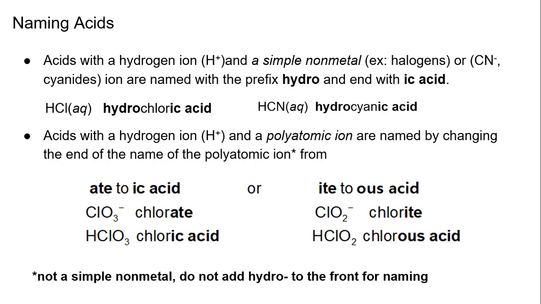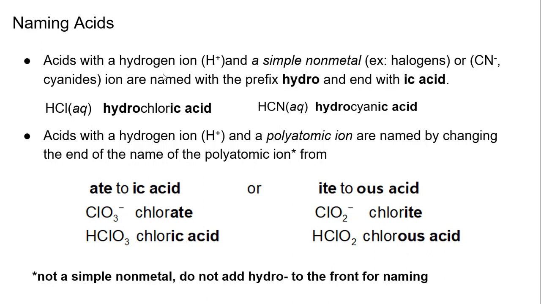There's one exception to the rule. We have cyanides, which is a C and an N, and you can tell this would be more considered a polyatomic ion. However, we don't name it as polyatomic ions are. So it's the only exception to the rule of simple nonmetals and naming acids. So we add the same rules, hydrocyanic acid, to this one. This is the only polyatomic ion that is fitted into the rules of a simple nonmetal to name them.